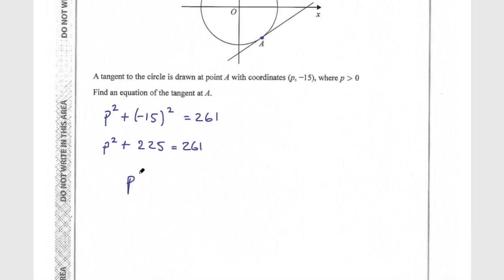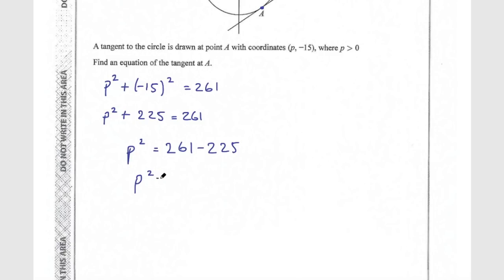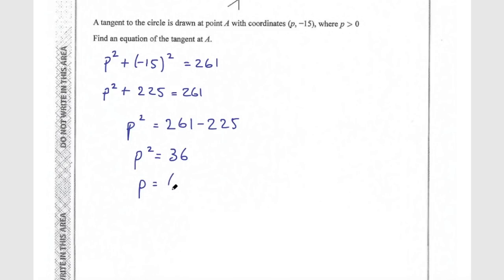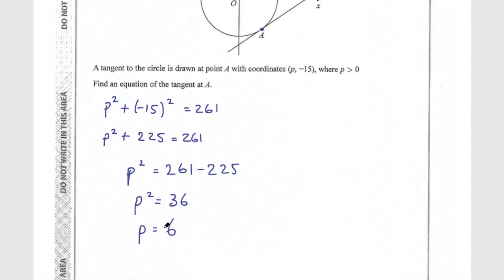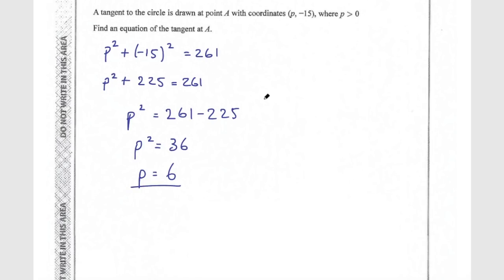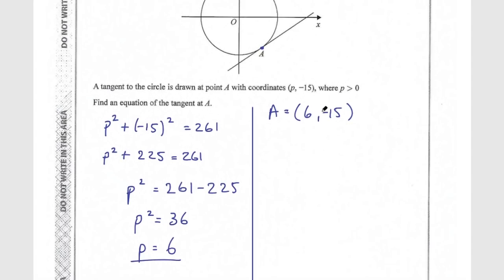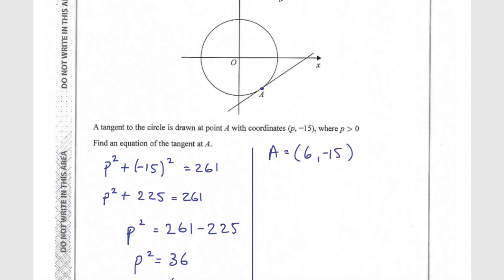And then p squared equals 261 minus 225. So p squared equals, that's going to be 36, and then p equals 6. And here I don't need the plus or minus because they've told me p is greater than 0. So I have a point on the line. So A equals (6, minus 15). And now I need a slope. So one way I could work out the slope is to look at the radius of the circle.